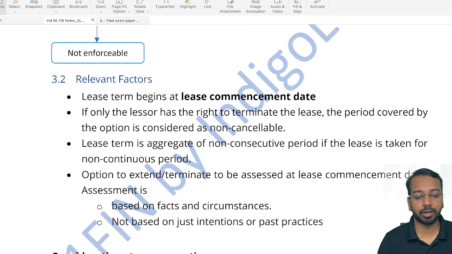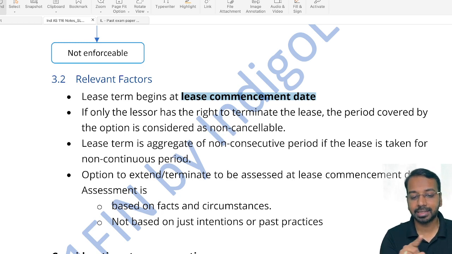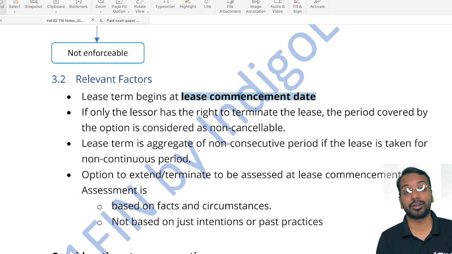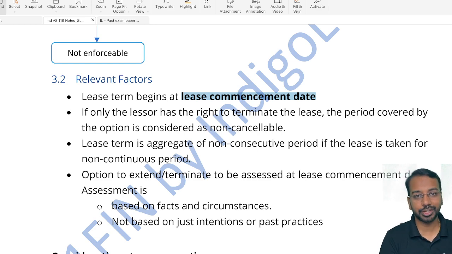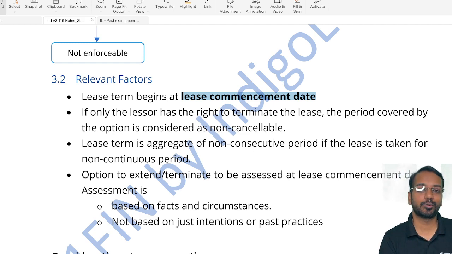Now, lease term always begins at the lease commencement date, and it extends till the end of the non-cancelable period. Then, if only the lessor has the right to terminate the lease, the period covered by the option is considered as non-cancelable. Here, the lessor has the right to terminate, the lessee does not have. So the lessee has the obligation to continue to use that asset. In that case, the lessee will consider it to be a non-cancelable period, and even the lessor will consider it to be a non-cancelable period.